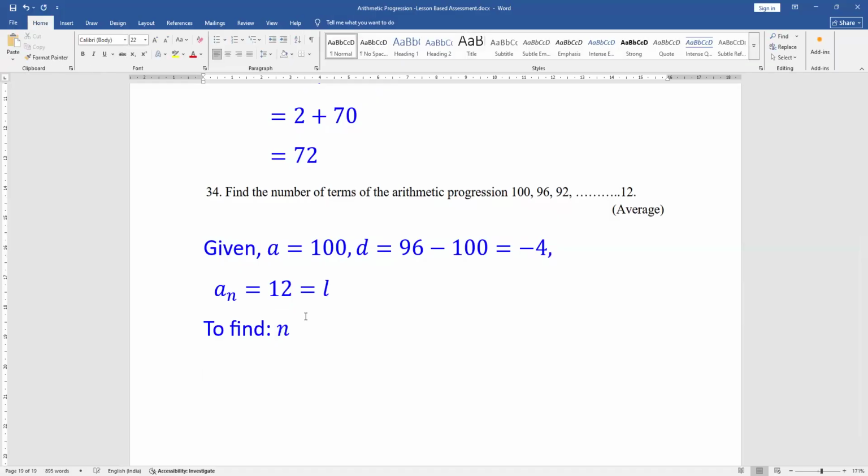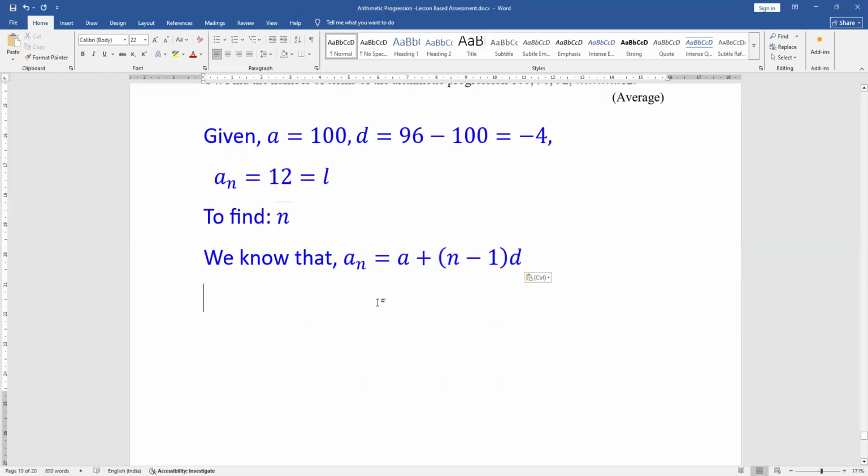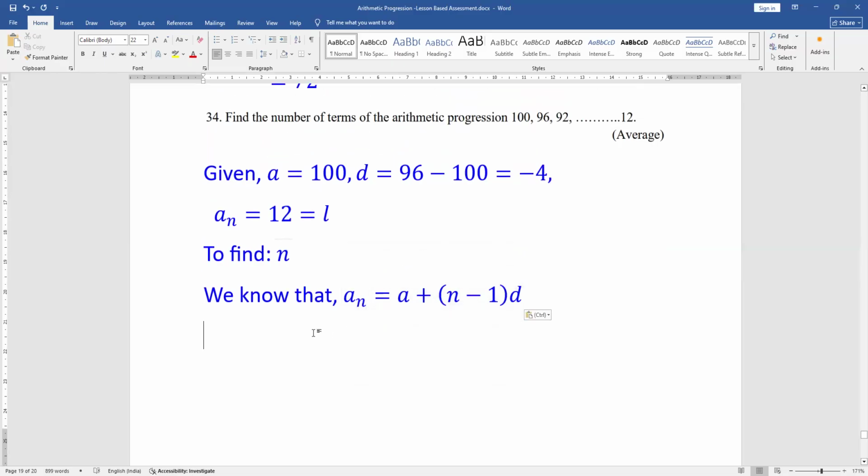Then for this, again I use the formula: we know that an equals a plus n minus 1 into d. In my next step, I'm just taking this formula and showing you the substitution, what all I'm going to do here.